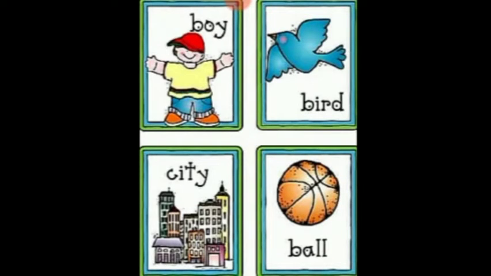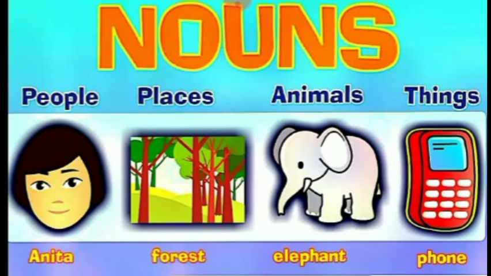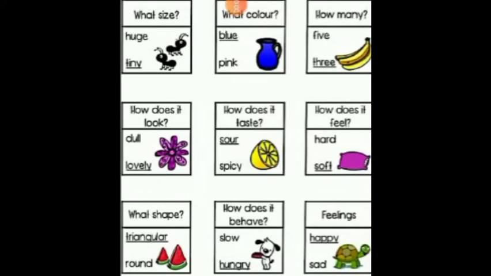Children, have a look at these pictures. What do you see? A boy, a bird, a city, and a ball. What are these called? Yeah, you are right. These are nouns. Nouns are people, places, animals, and things, right? You have learnt it before. Very good.